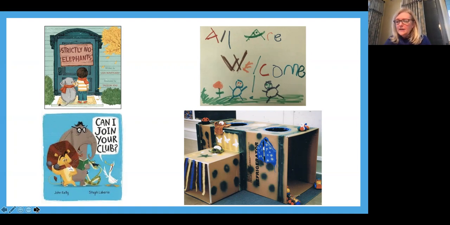And for years, a lot of people have used the book Strictly No Elephants, where the little boy has an elephant and he gets to his little clubhouse that he goes to all the time, but because he has an elephant now, they won't let him in. And there's a big sign on the door that says strictly no elephants. And so they end up at the end forming their own club. But there's a newer book now called Can I Join Your Club?